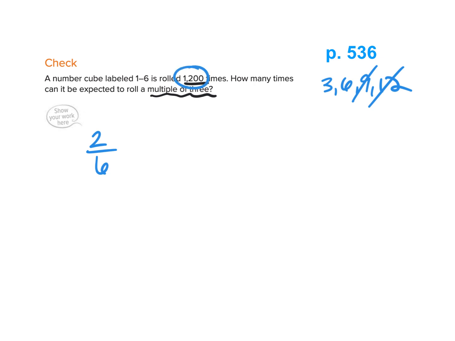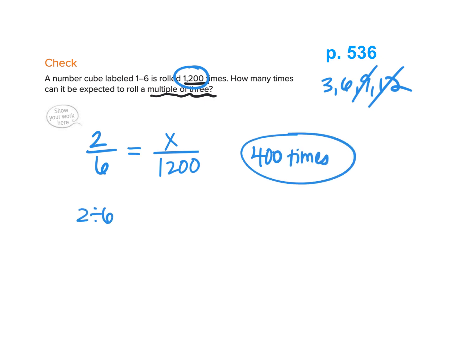Okay, it says, hey, but I roll it 1,200 times. So not out of 6, I'm going to roll it 1,200 times. How many times do I expect to get it? So this is one way you can do it. I'm going to do 2 times 1,200 and then divide by 6, and I end up with about 400 times. The other way you can do it is you can do 2 divided by 6, which is like 0.3 repeating, and then times it by 1,200. And you should still get, if you type in times 0.33333, you still get 400 times.